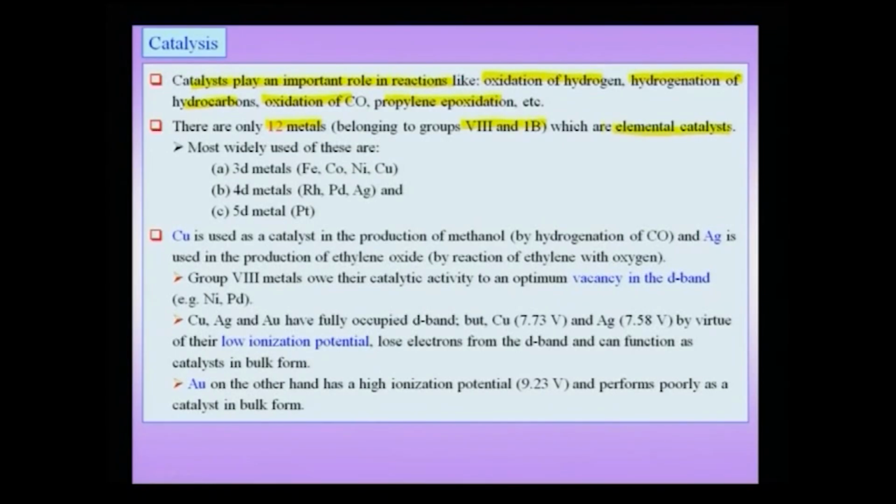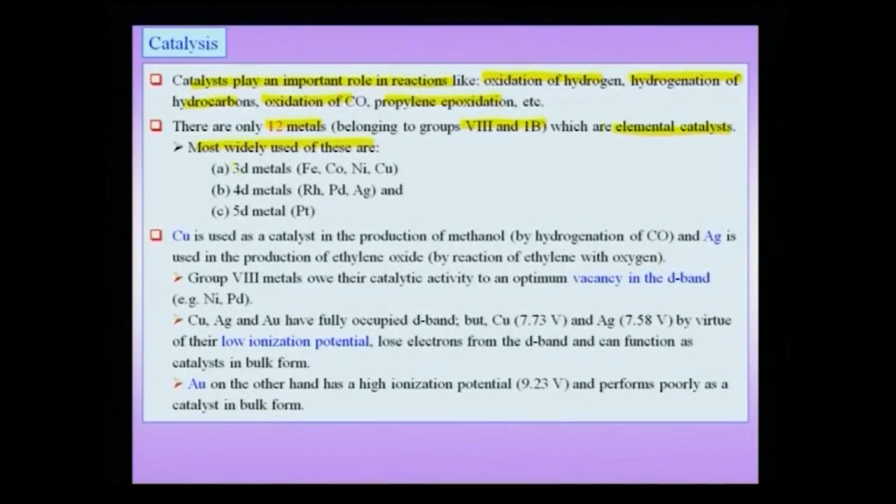So, there is a very small representation of the whole periodic table which are naturally catalysts. The most widely used ones of those are 3d metals like iron, cobalt, nickel, copper, 4d metals like rhenium, palladium, silver, and 5d metals like platinum. So, these are some of the usually used catalysts for some of these reactions which we have seen before. Copper is used in the catalysis of methanol production by hydrogenation of carbon monoxide, and silver is used in the production of ethylene oxide by the reaction of ethylene with oxygen. So, there are some examples.